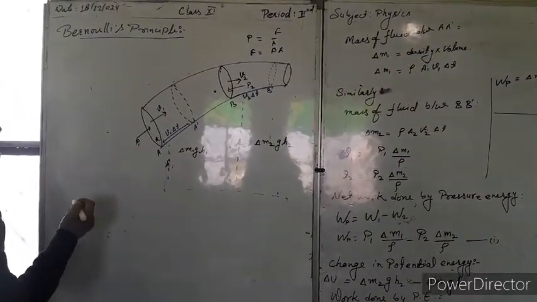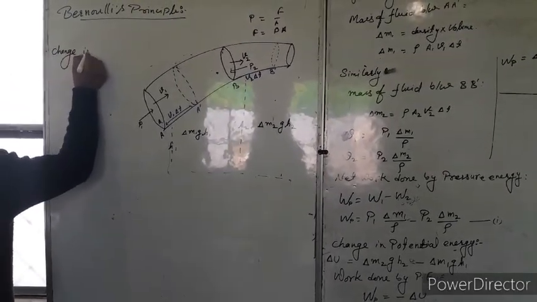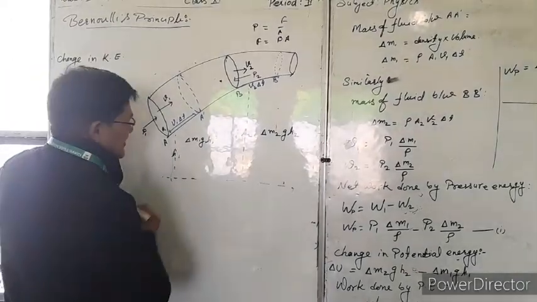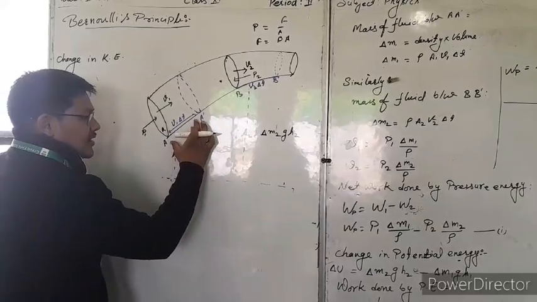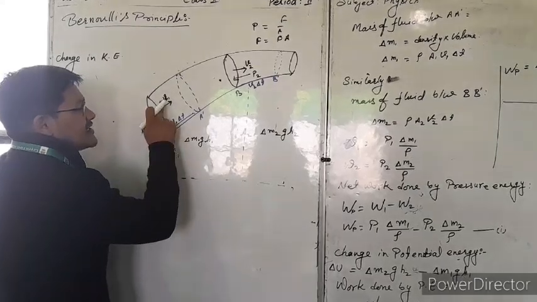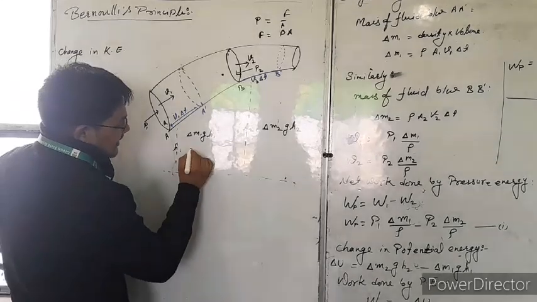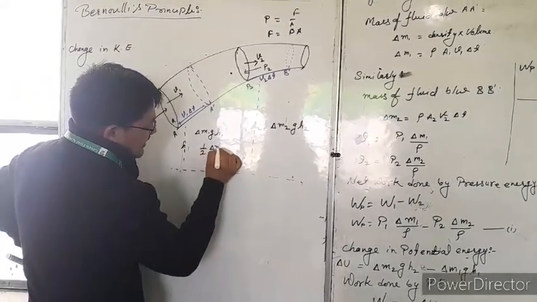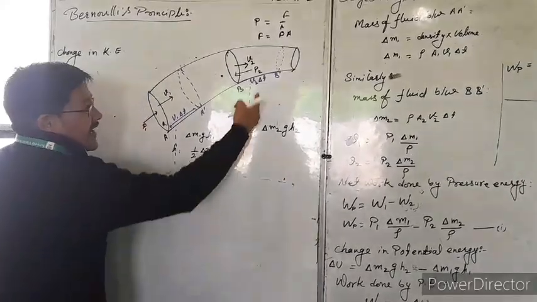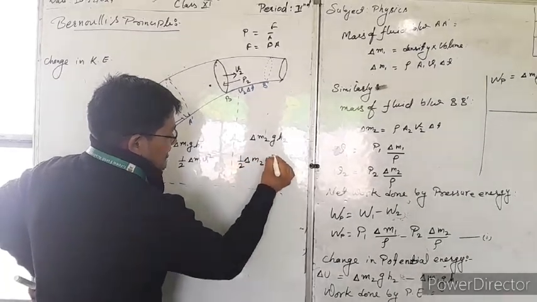Now I am going to calculate the change in kinetic energy. As you can see, the mass of this portion is Δm1 and velocity is v1. So what will be the kinetic energy at this point? It is half Δm1 into v1 square. And of this fluid, it is half Δm2 v2 square. Is that clear?